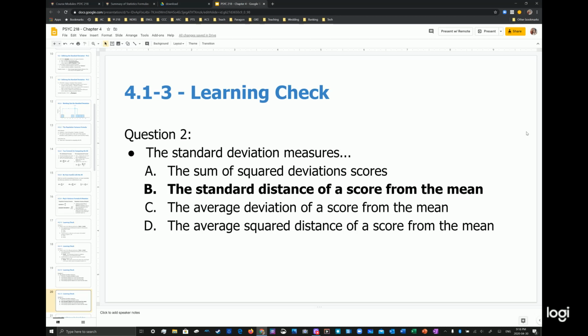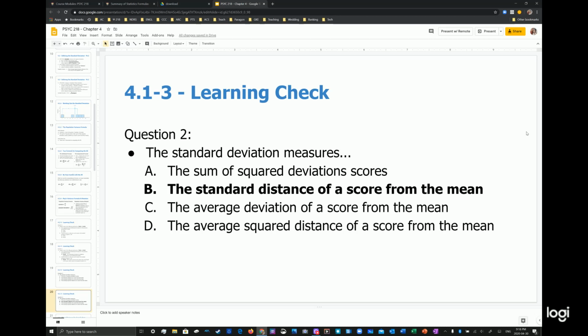Remember the sum of square deviation scores? That's the definition for sum of squares. The average deviation score from the mean? Doesn't really happen actually. Remember, if you just add up all the deviation scores, the positives would cancel out the negatives, or the negatives would cancel out the positives, whichever way you look at it. And so it will be 0. For D, the average square distance score from the mean, that's actually a variance.